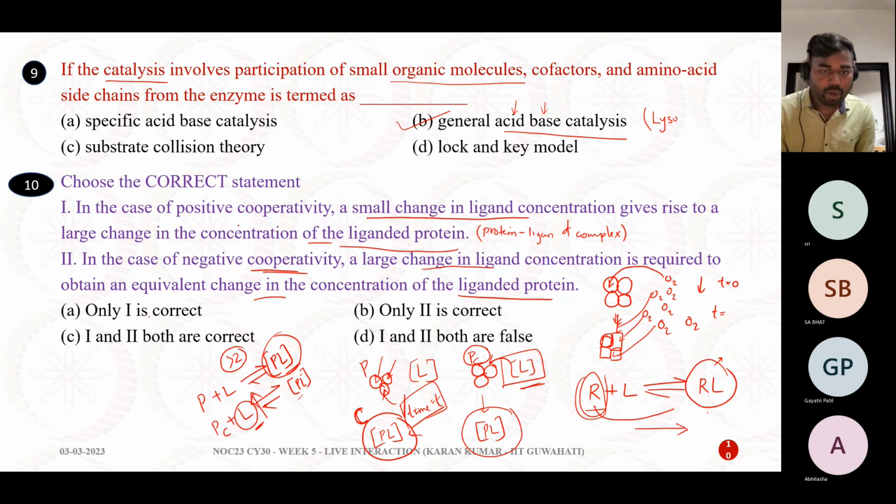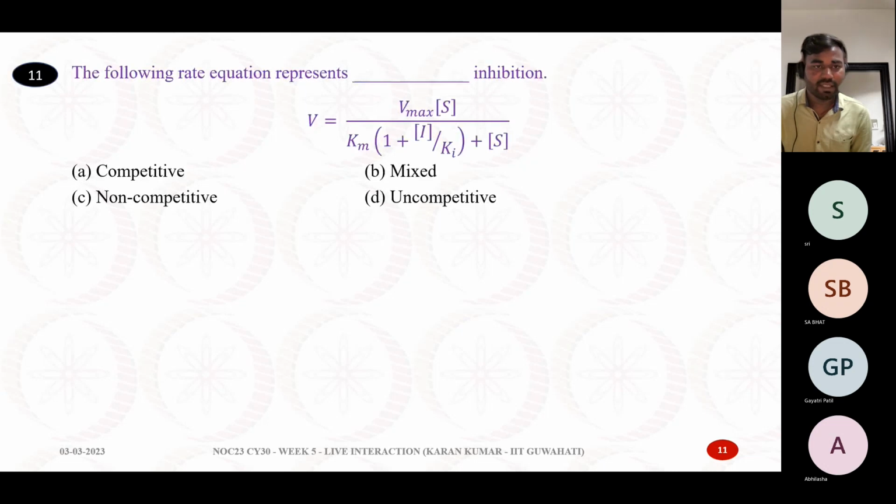However, in case of positive cooperativity, if you increase only a very little bit of concentration compared to the normal case, then you will rapidly achieve this protein-liganded concentration, because that will enhance the binding of the protein-ligand interaction. So both statements are correct here. Is it clear? Yes, sir, clear. Okay. Now coming to the next question.